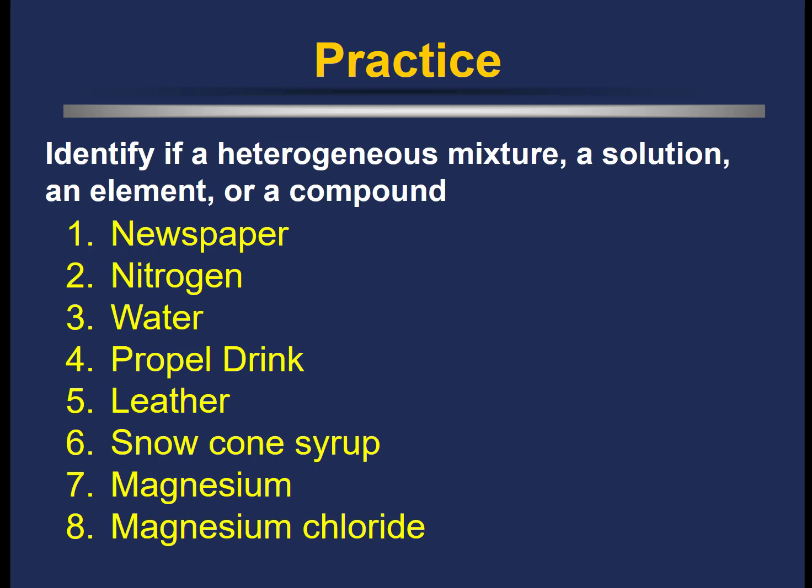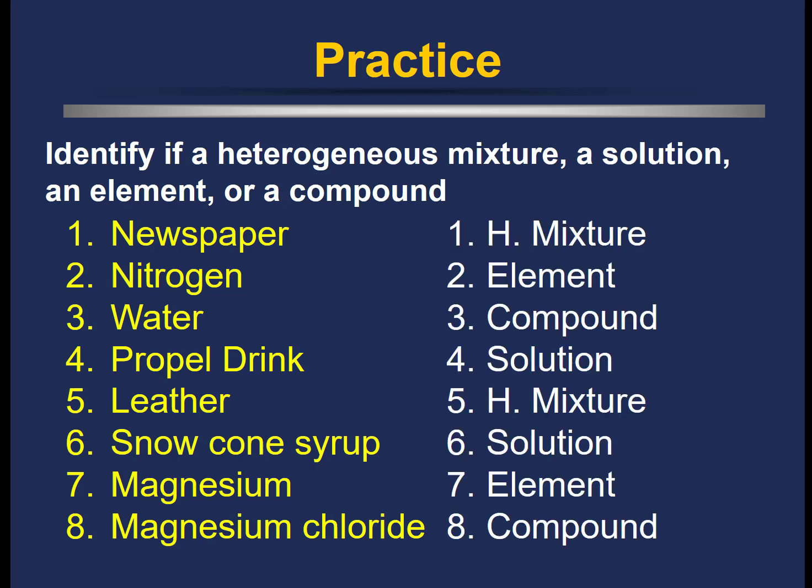Okay, newspaper, whether it has ink on it or not, if you hold that paper up to the light, you're going to be able to see differences with the wood pulp that makes the newspaper. So this is a heterogeneous mixture. Nitrogen is on the periodic table. It's an element. Water is a compound. It has the formula H2O.